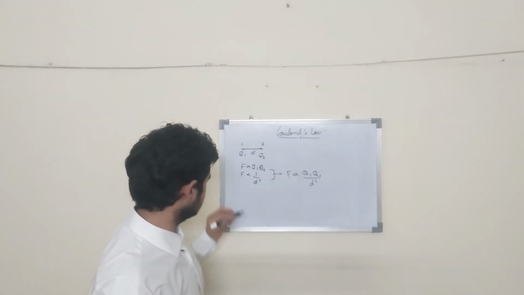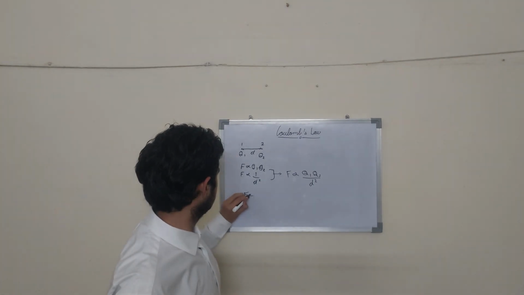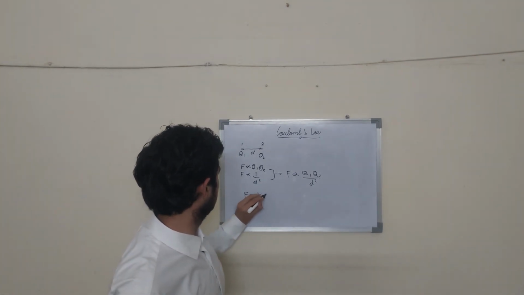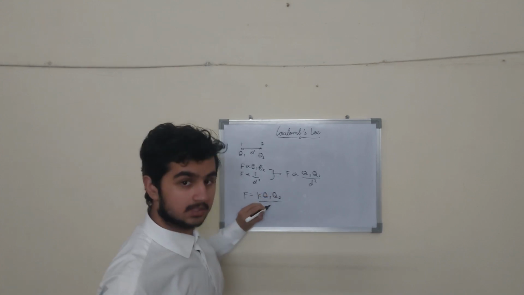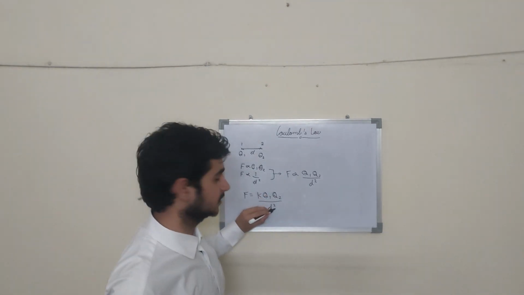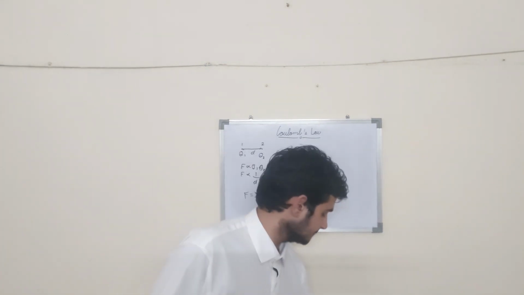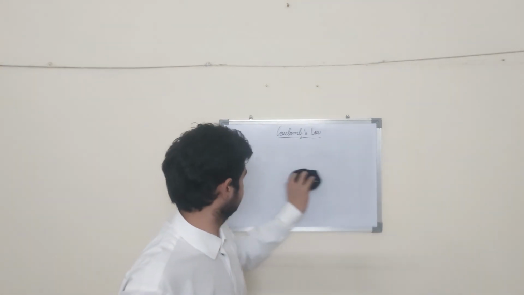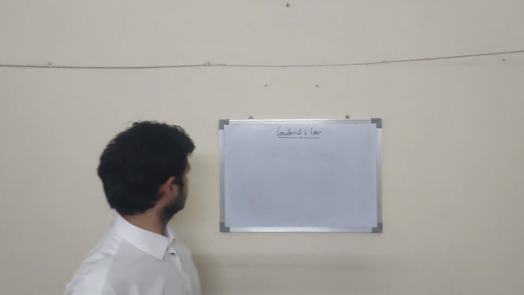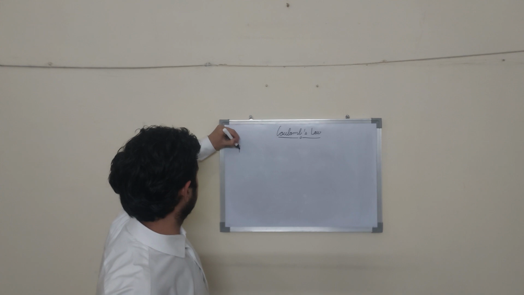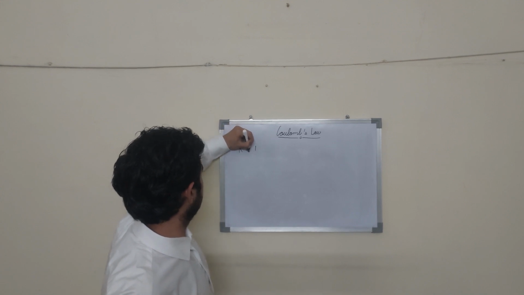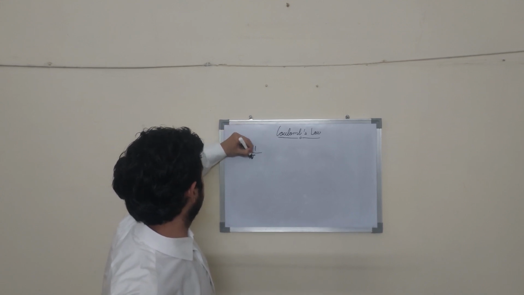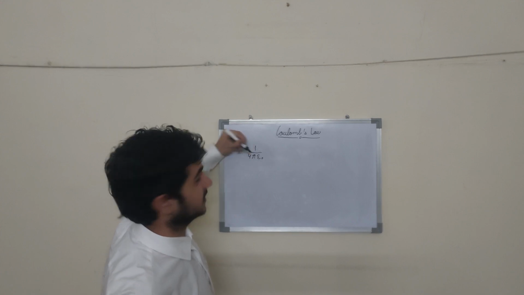So what do we do to remove this proportionality sign? We add a constant here. So force is equal to K Q1 Q2 upon d square. Got it? And let's see what this K is. So here K is basically 1 upon 4 pi epsilon naught.